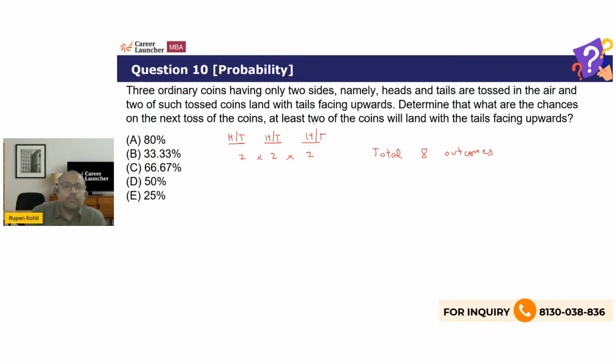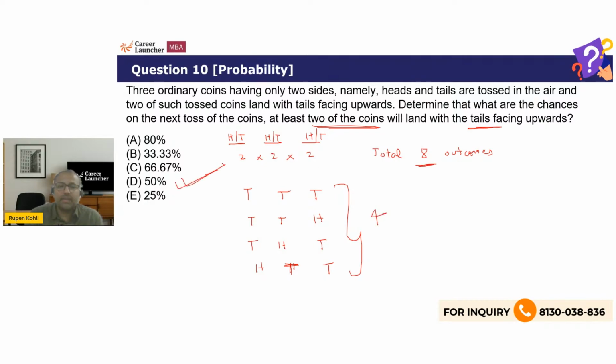What are my favorable outcomes? At least two should show tails. All three could be tails, or two could be tails, right? So tails tails head, tails head tails, or head tails tails. These are obviously different outcomes. Four out of these eight outcomes are favorable. That is simply half. That is 50%. Right? That's it. Nothing to do with what happened. What has happened has happened. So please remember, the basic thing of probability: the past does not affect the future in random events.